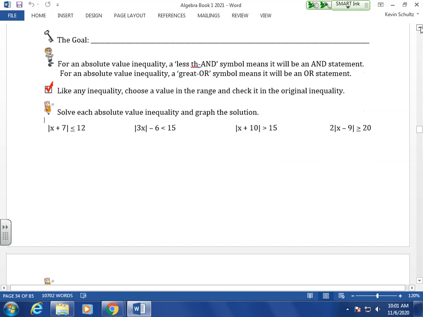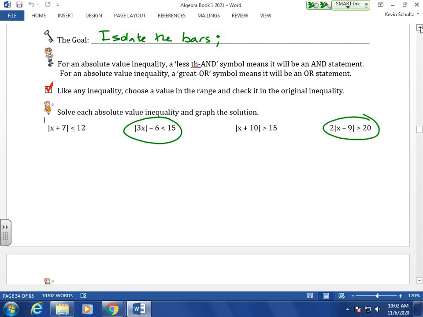First, we want to isolate the bars. You may remember needing to do that before also, right? We had to get the absolute value bars by themselves. Of these 4 examples here, in 2 of them the bars are already by themselves. The second one and the fourth one have other stuff going on. In the second one, we're subtracting 6 outside the bars, so we have to move that over first. In the fourth one, we're multiplying the bars by 2. Can you distribute into absolute value bars? No, you may not. So we have to move that over by division.